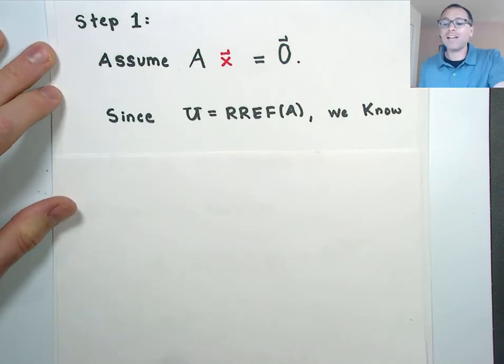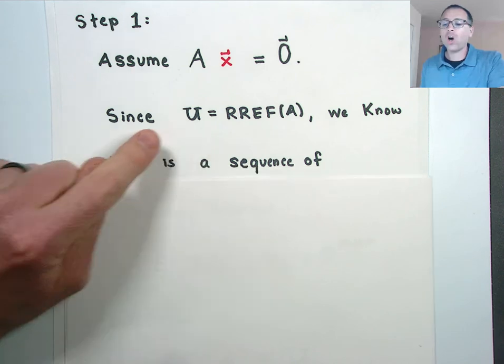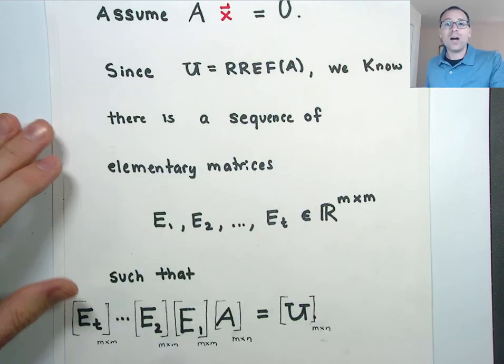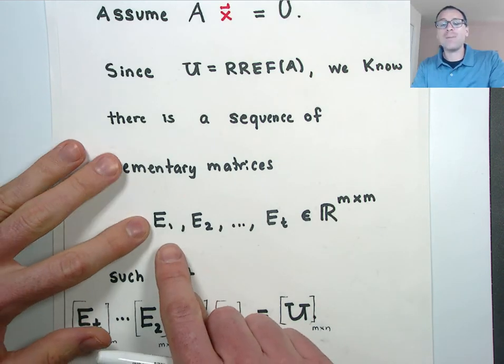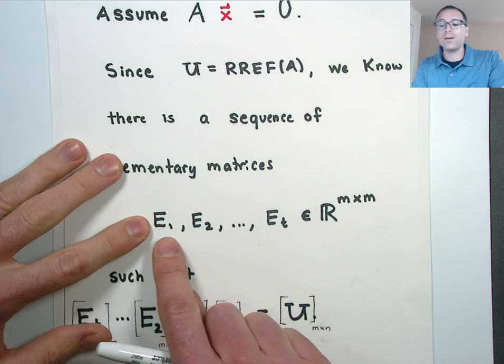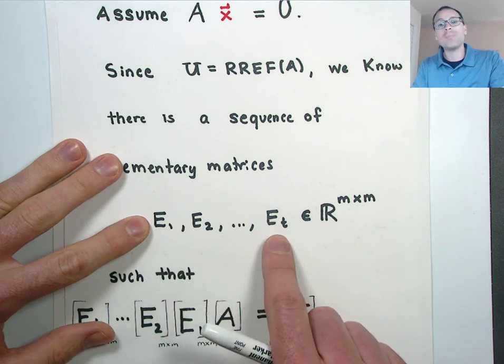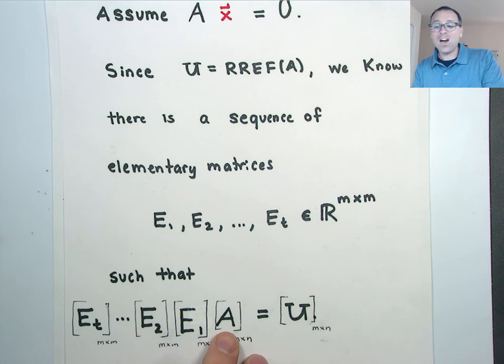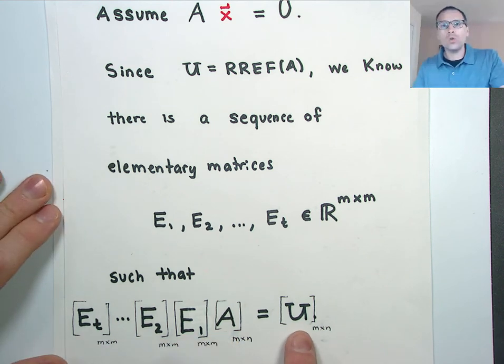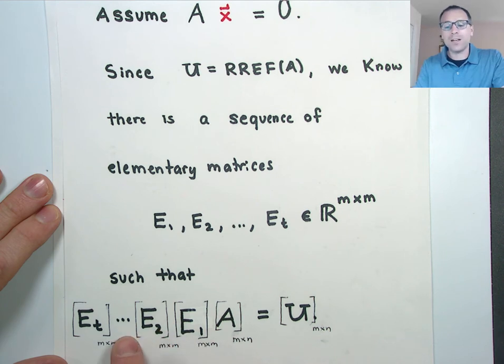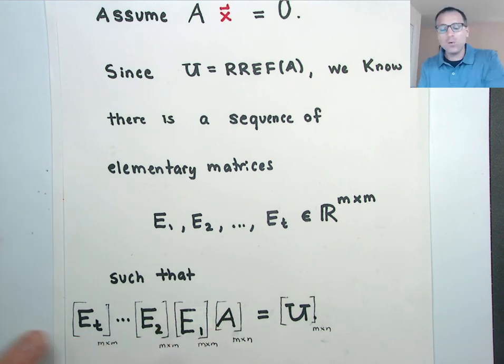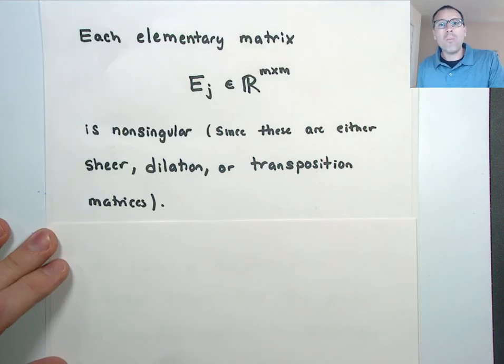In order to do that, let's recall that the RREF form comes from multiplying a sequence of elementary matrices, let's call those E1, E2, all the way to E sub t, by A on the left-hand side. Or another way to say that is the matrix U is going to be equal to E_t times ... times E2 times E1 times A, on the left. So I have this sequence of elementary matrices multiplied by A, and that gets me to U.